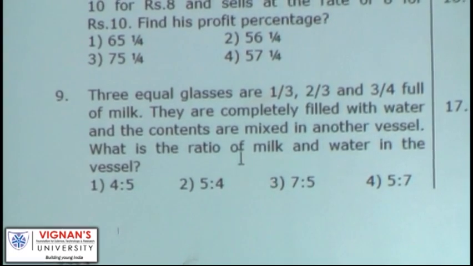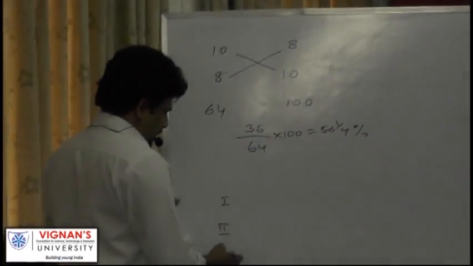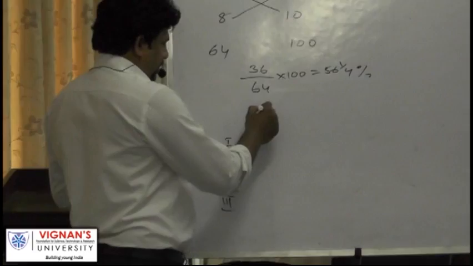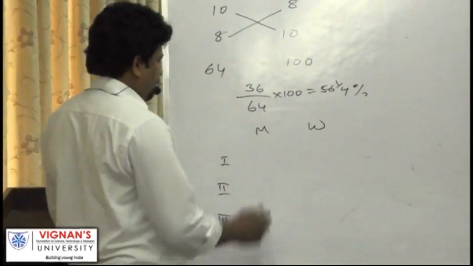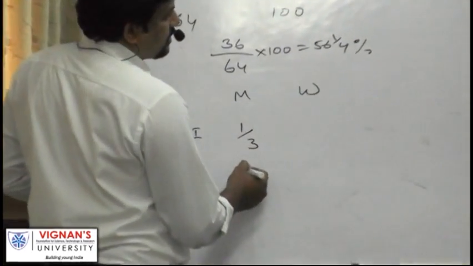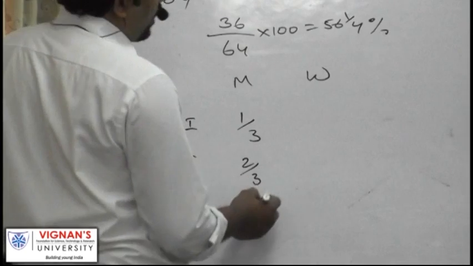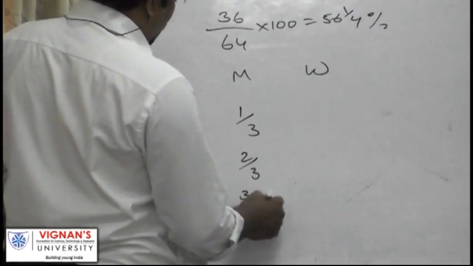It is like this: 3 equal glasses. First glass, second glass, third glass. Milk and water. What is quantity of milk in the first glass? 1/3. Second glass, 2/3. Third glass, 3/4 full of milk.